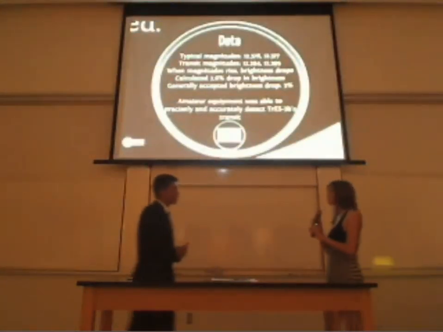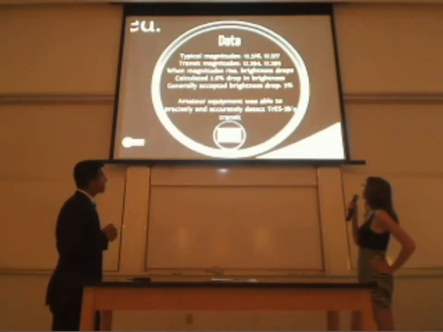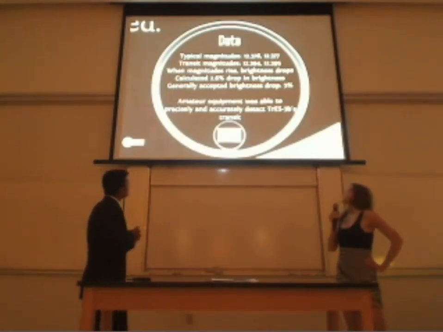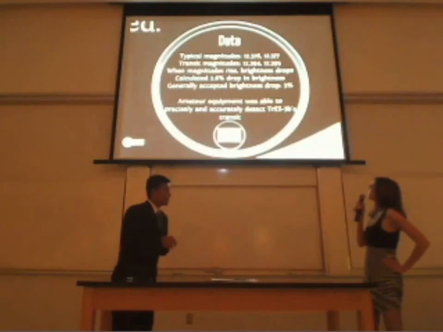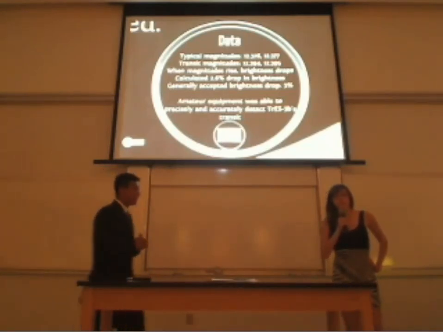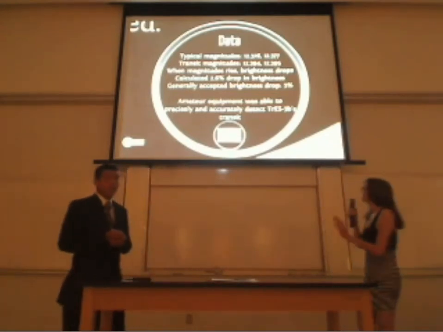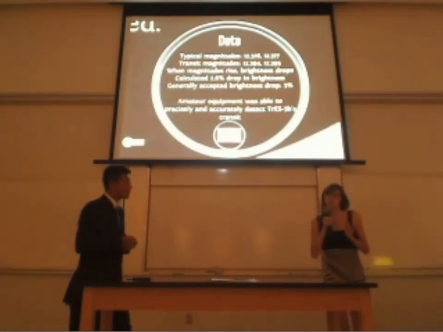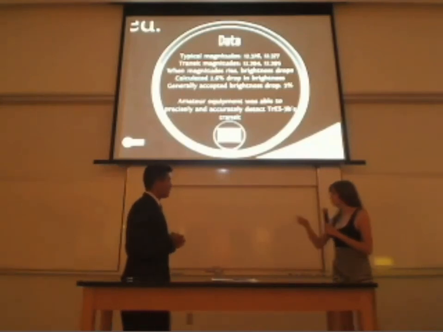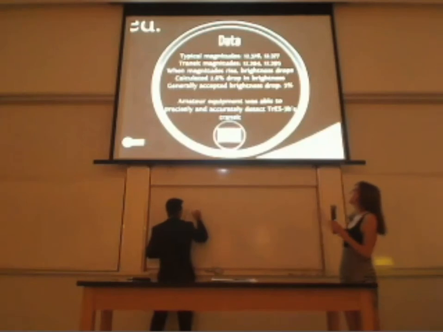All right, so the data we collected, the typical magnitudes, we got 12.376 and 12.377 magnitudes. The transit magnitudes are 12.394 and 12.395, which is very good. However, it doesn't look good. It looks like the star got brighter. But the thing about it is, when magnitudes rise, brightness drops. That's why magnitude and brightness are not the same thing. Can you write the equation on the board? We actually have to run them through a conversion equation.